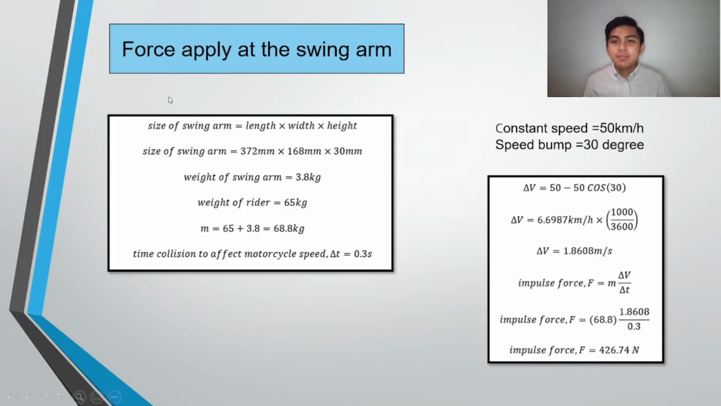Next, the force applied at the swing arm. This is the dimension of the swing arm. This is the weight of the swing arm, and this is the weight of the rider. We assume the collision time affecting the motorcycle is 0.3 seconds. This is the constant speed that we use to calculate, 15 km per hour, and this is the degree of the speed bump. With the information given, we calculate the impulse force, which is 426.74 Newton.